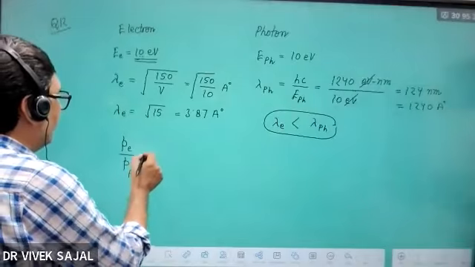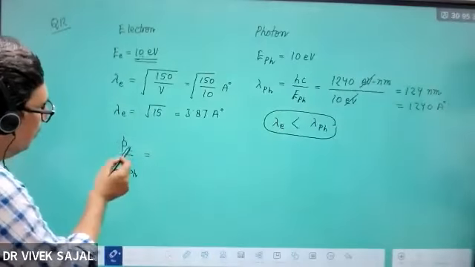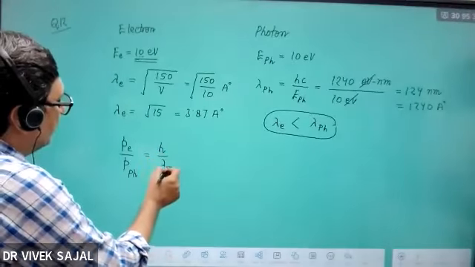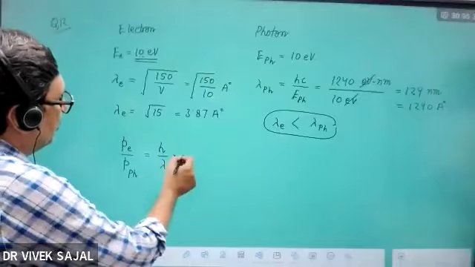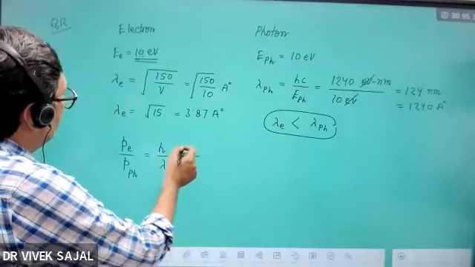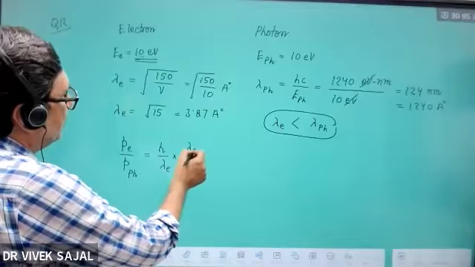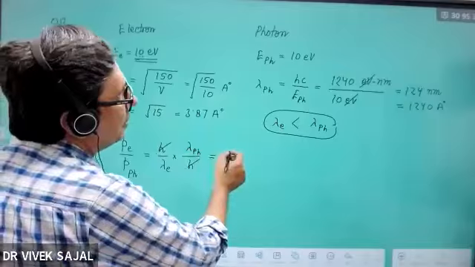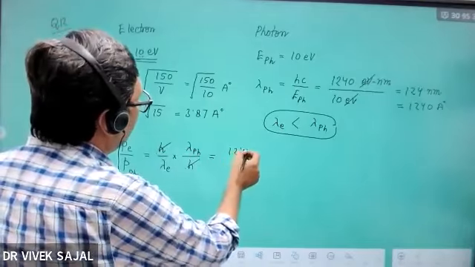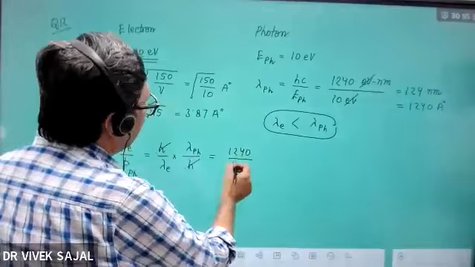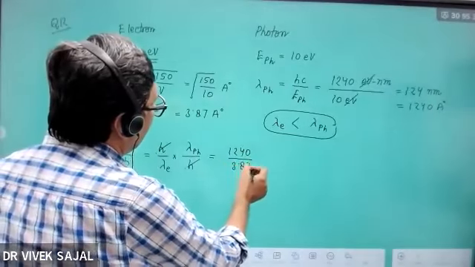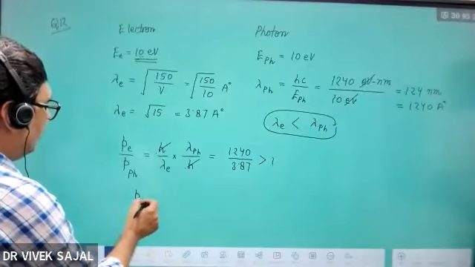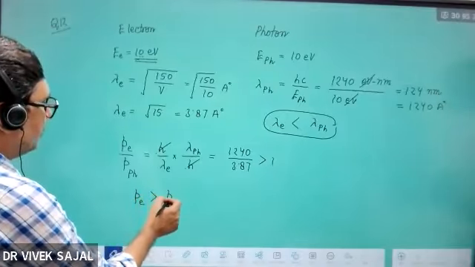This will be photon. How much will this be, beta? What will be h upon lambda E multiplied by P photon? This will also be h upon lambda photon. So h is going to cancel out. Lambda photon is 1240 angstrom, and this is 3.87. So this is greater than 1. So PE will be greater than P photon.